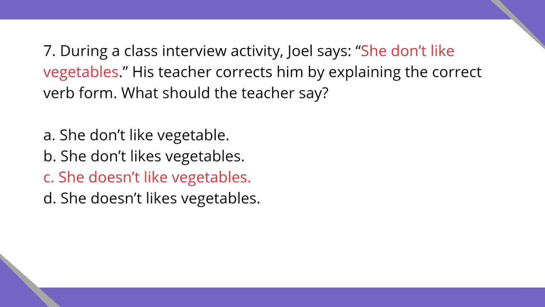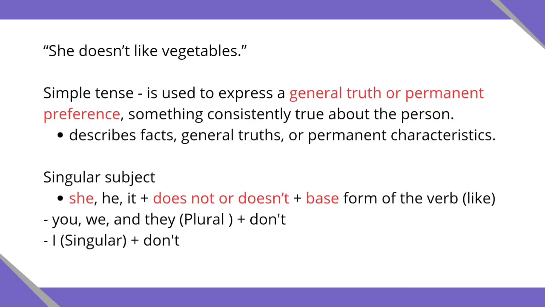The correct answer is letter C. She doesn't like vegetables. It is in the simple present tense and it is used to express a general truth or permanent preference, something consistently true about the person. In this case, the simple present tense describes facts, general truths, or permanent characteristics. In negative sentences with a singular subject like she, he, it, the structure requires does not or doesn't followed by the base form of the verb.